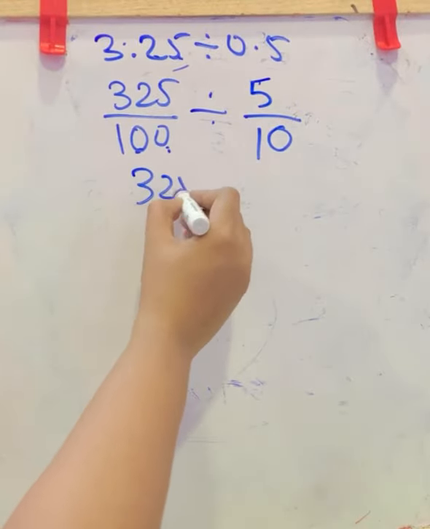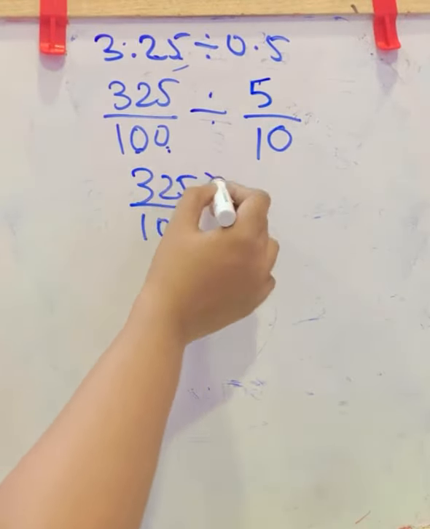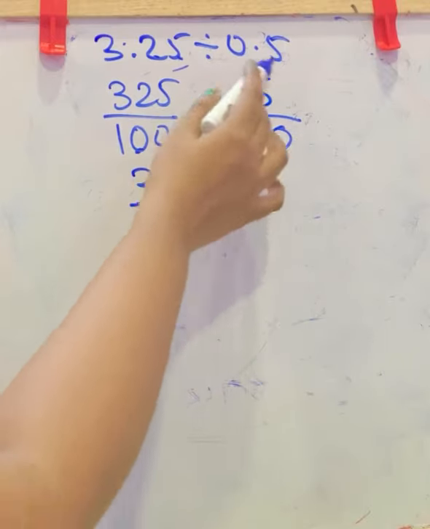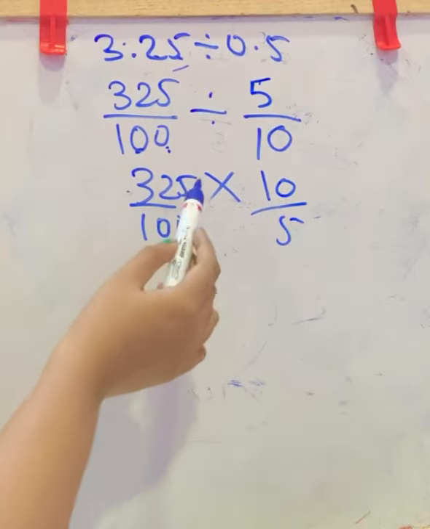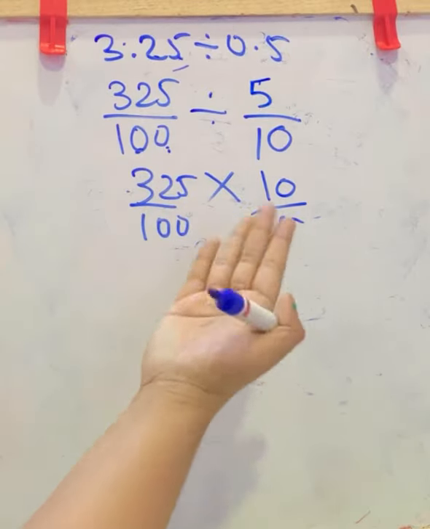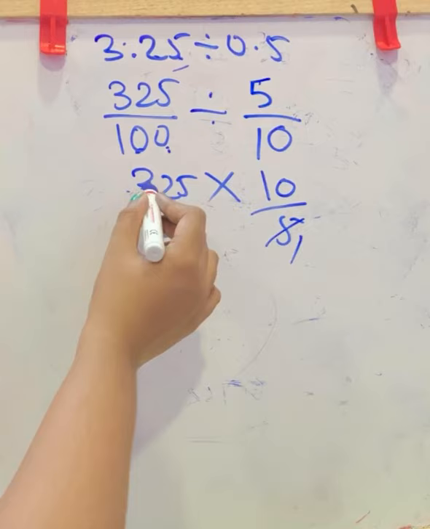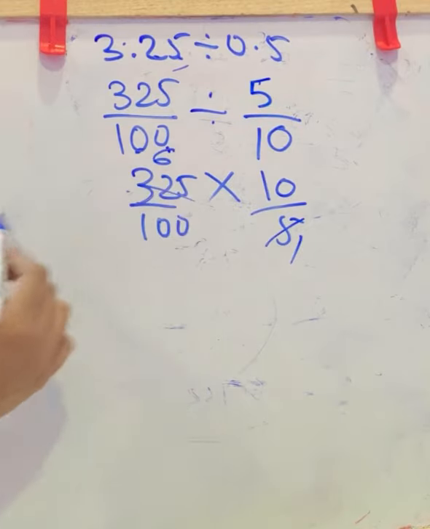Now this is 325 by 100. Division changing to multiplication, you have to write the reciprocal of this, that is 10 by 5. Now in 325 and 5, 5 is a common factor. 5 ones are 5. In 32, 6 5s are 30.